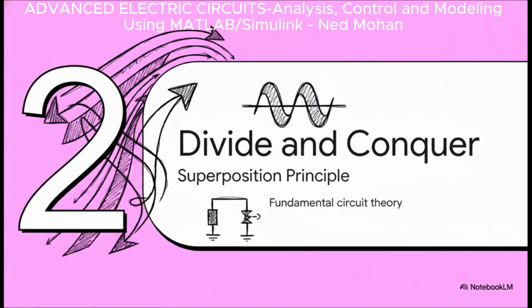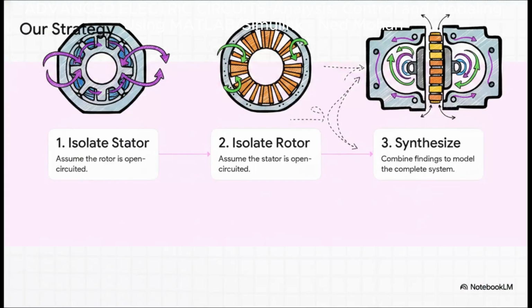The answer is a truly elegant strategy, one we borrow from fundamental circuit theory. It's called the superposition principle. And it gives us a clear three-step roadmap to solve this whole problem. Our strategy is actually beautifully simple. First, we're going to look at the stator all by itself, as if the rotor doesn't even exist. Then we'll flip it and do the exact same thing for the rotor, ignoring the stator. Once we understand each part in isolation, we'll combine or synthesize our findings to model the complete, real-world system.